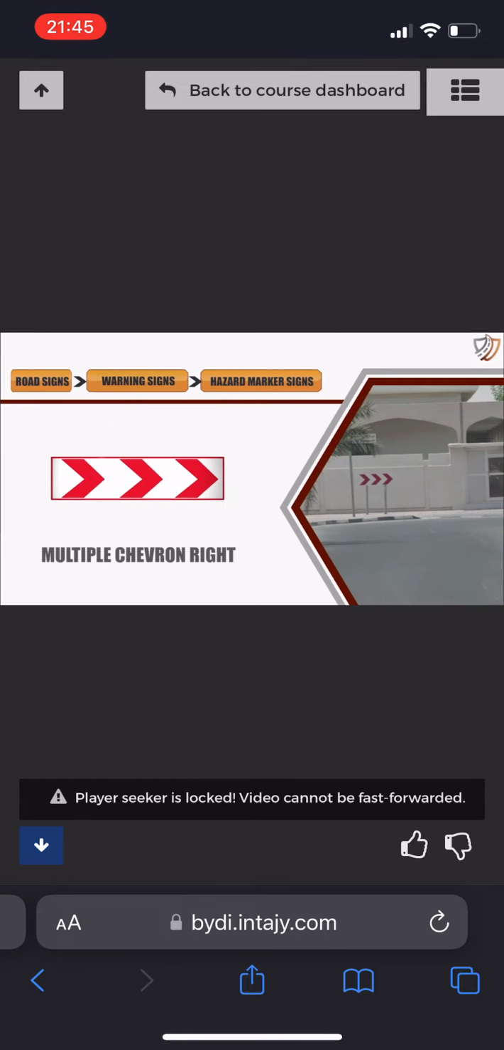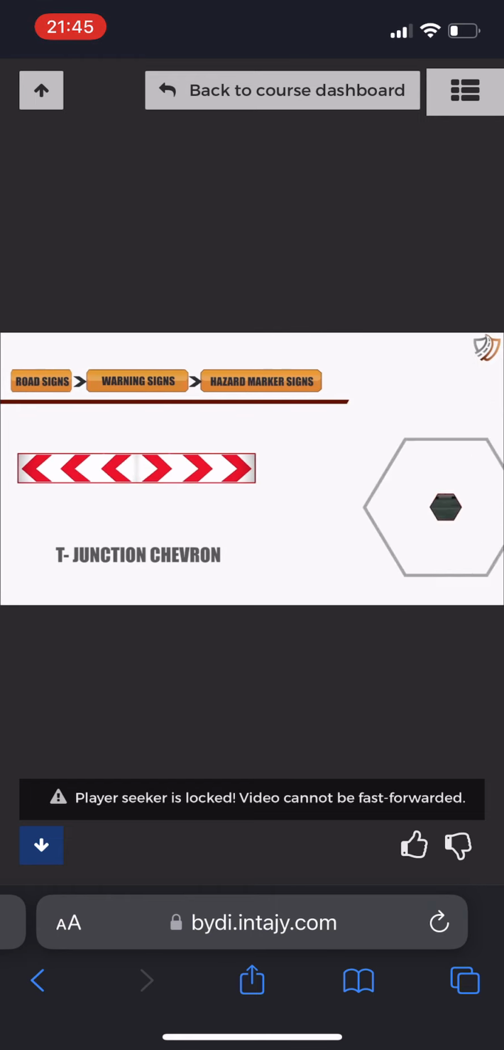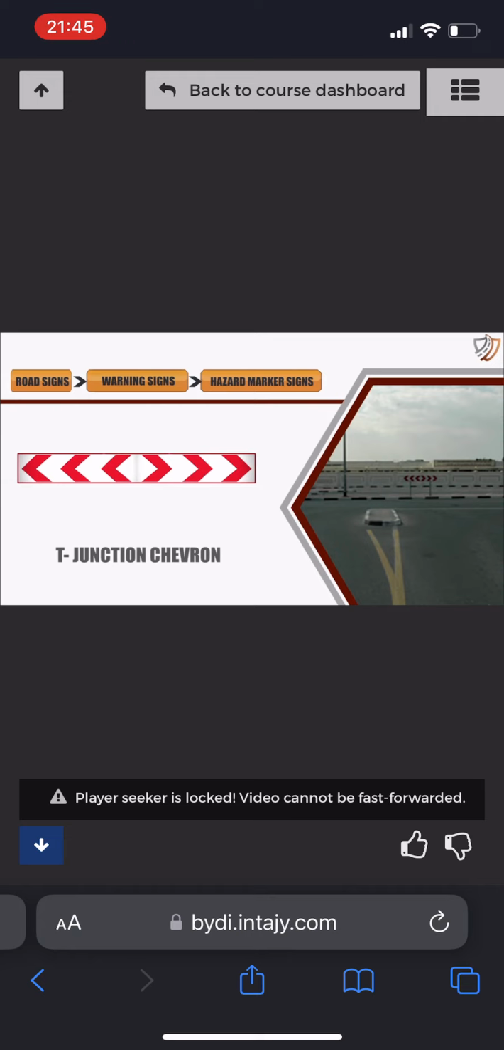Multiple chevron right. This is a multiple chevron to the right, which alerts motorists to turn right. It is commonly found on roads where there is a sharp deviation of route to the right. If the symbol is reversed, it indicates a sharp deviation of route to the left. T-junction chevron. This sign alerts the motorists to change the direction of the vehicle either to the right or left. It is found at T-junctions.